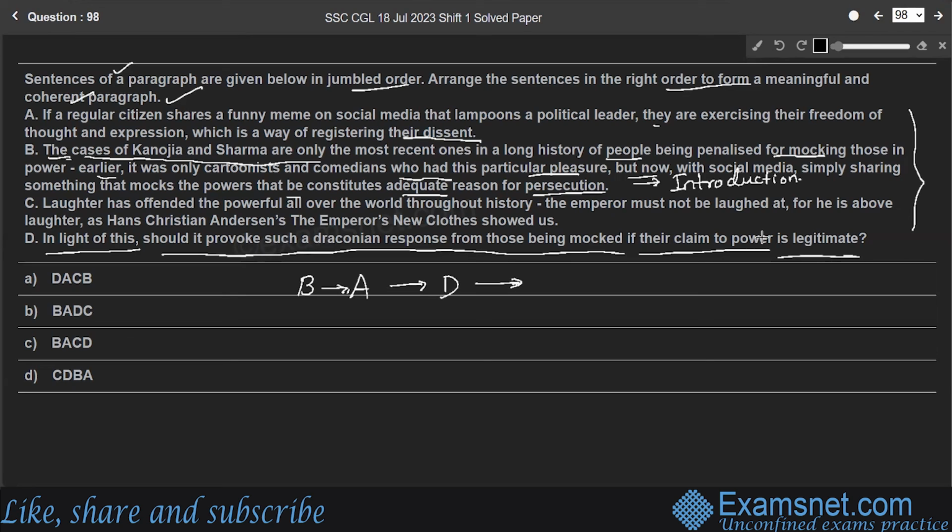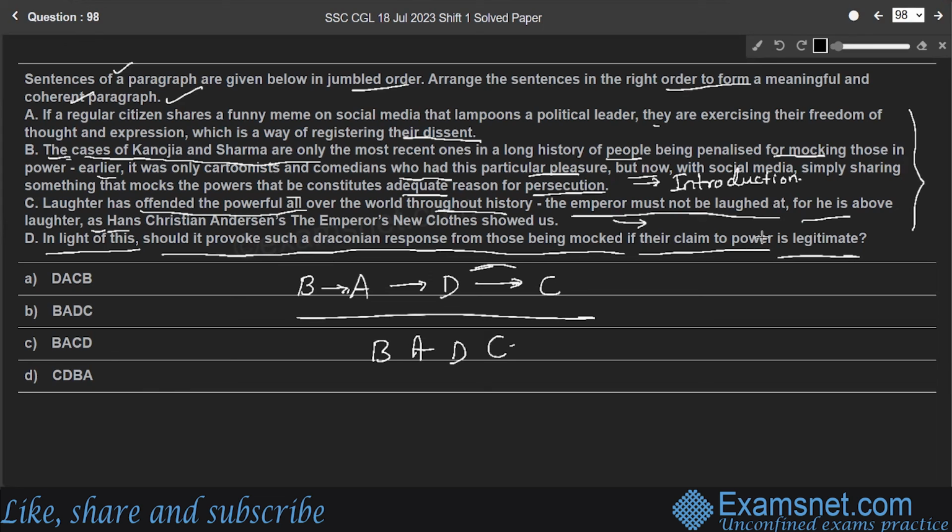And at last, laughter has offended the powerful all over the world throughout history. The emperor must not be laughed at, for he is above laughter, right? So this last sentence concludes the paragraph, right? So C is concluding the statement of the passage as it is an answer to the question asked in D, right? So C is the answer to the question asked in D. Therefore, the order should be BADC. So look at the options. Option B is the right answer.